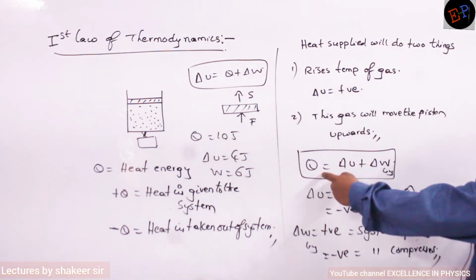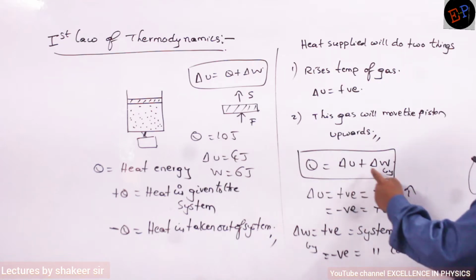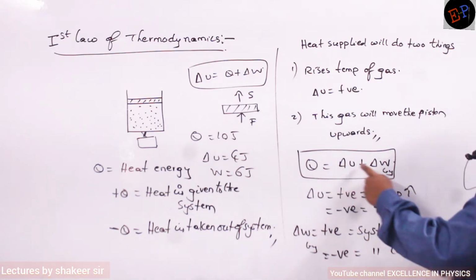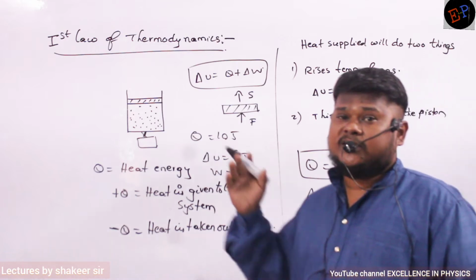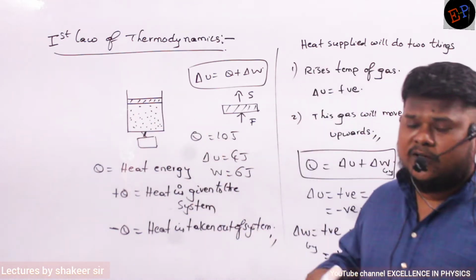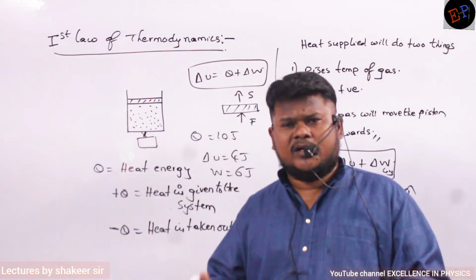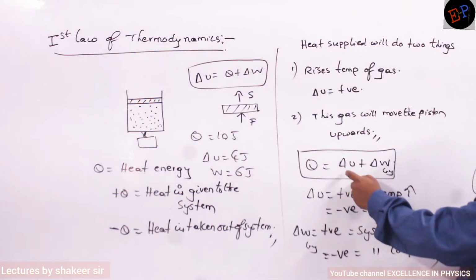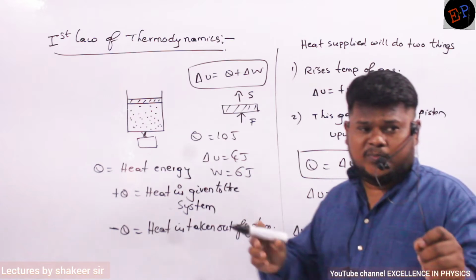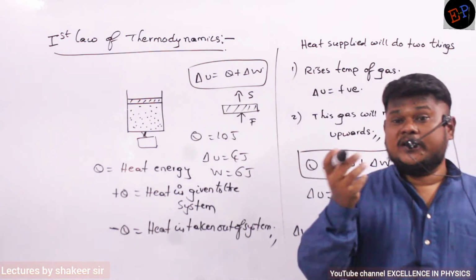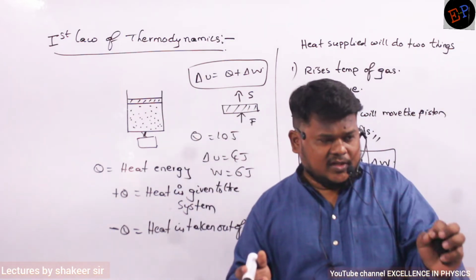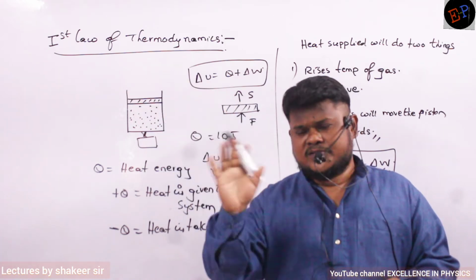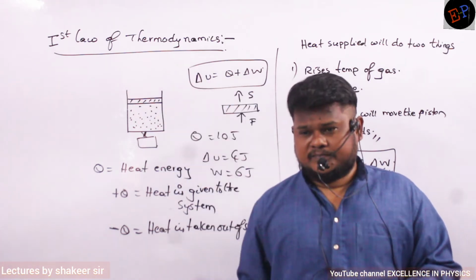And here Q and delta W are path functions. That also we have discussed. Q and delta W depend on the path in which we are traveling. If you are traveling in a different path, then Q and delta W also may be different. But delta U depends on what? It depends only on the initial point and final point. It is a point function. It doesn't depend upon the path in which you are traveling.